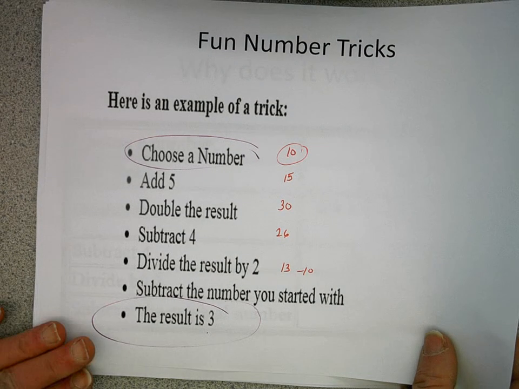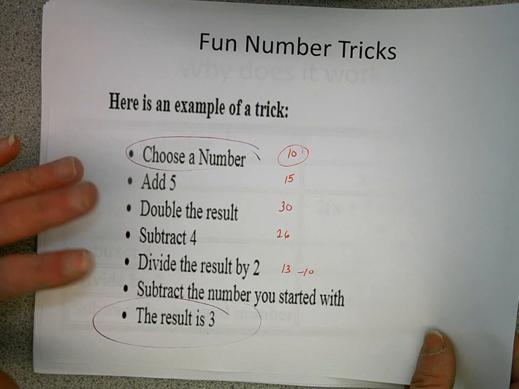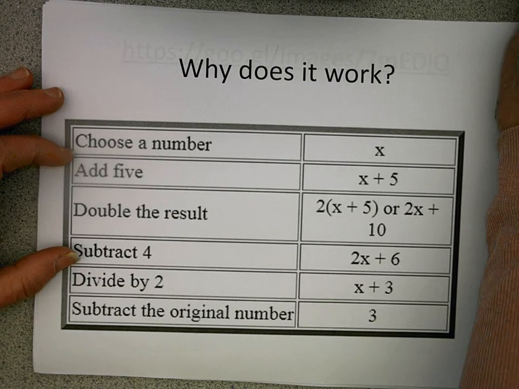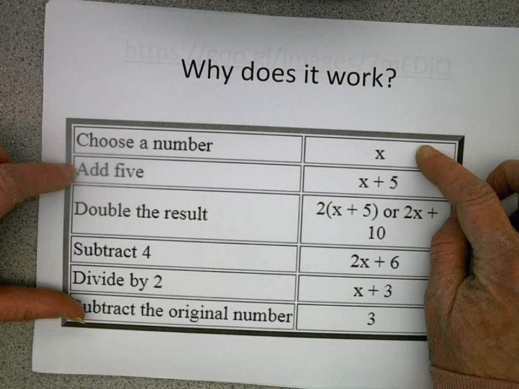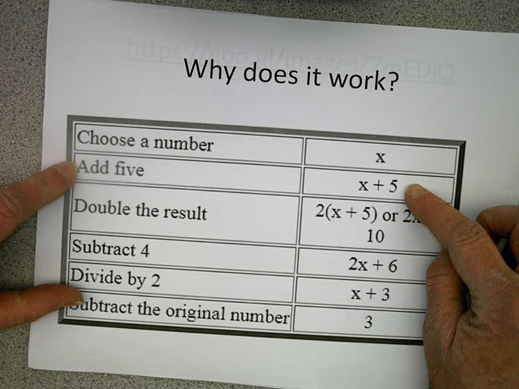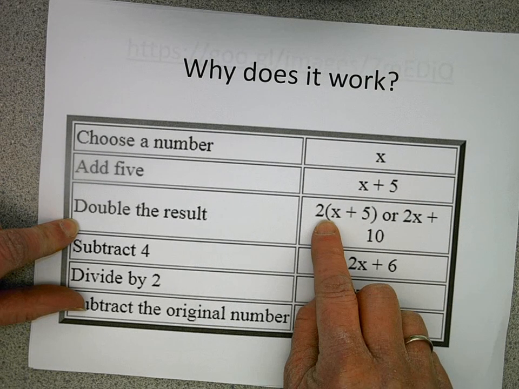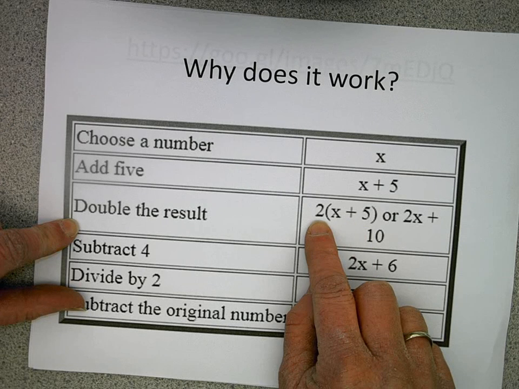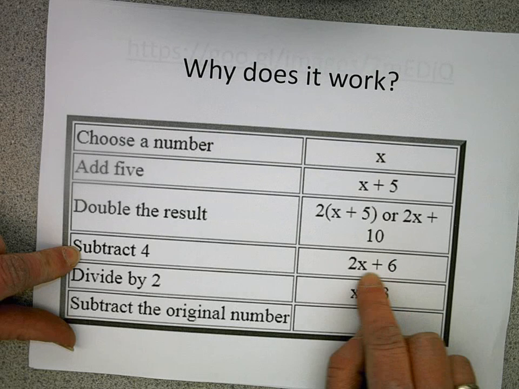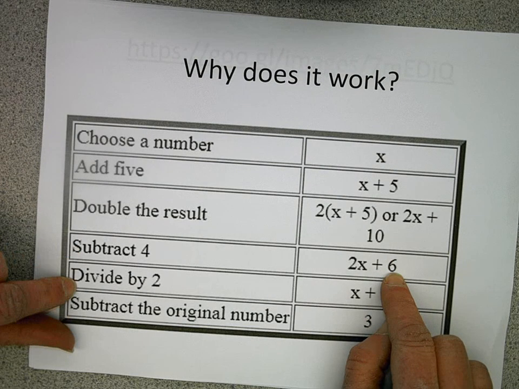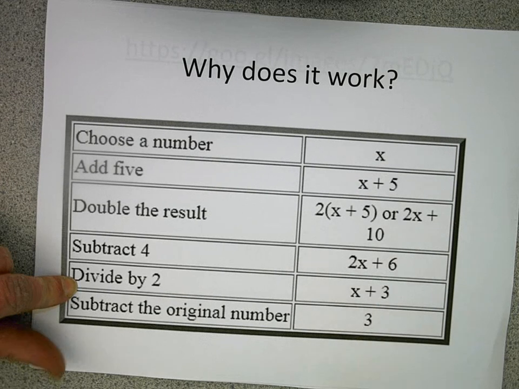Well, why does this work? You may see some inverse things coming on. Doubling, dividing, that's inverse. So let's talk about why this works. So you picked different numbers. You picked an x. You added 5 to your x. You doubled it. So you took your number and multiplied by 2, so you could write it that way, or 2x plus 10. Then you subtracted 4, so now you have 2x plus 6. You divided by 2, you have x plus 3, and then you subtracted your x from it, and you got 3.